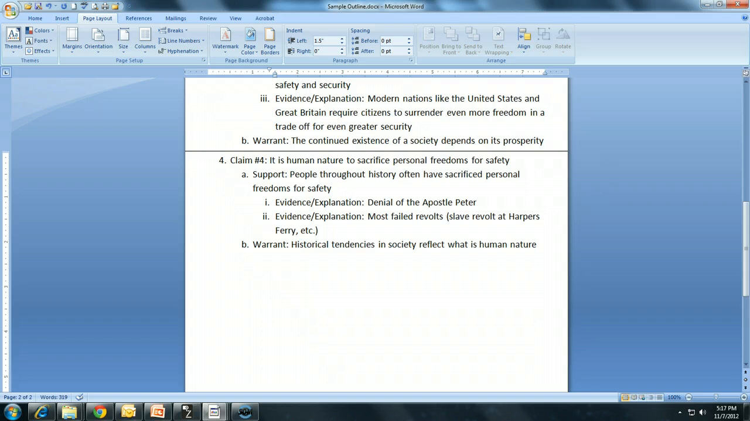Actually, I could just cite really any failed revolt where that was the case. Here at Harper's Ferry, John Brown thought that his raid on the ammunition depot would incite other slaves across the nation to revolt, or at least in the neighboring counties to rise up, and that didn't happen. They were too afraid, among other things.